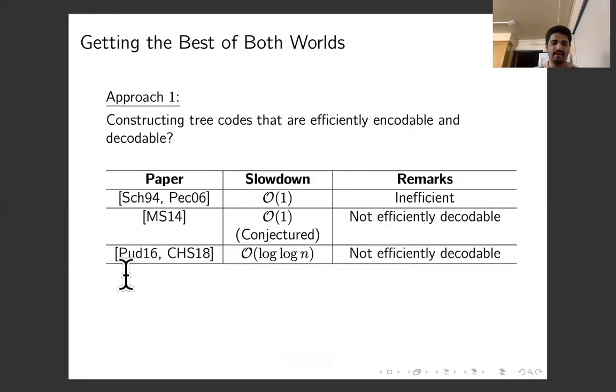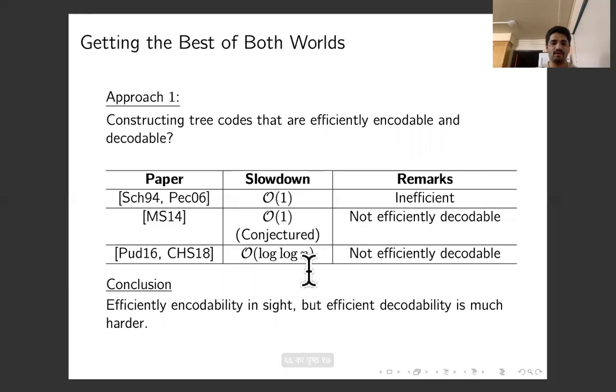Very recently, in these two papers, we have a provable construction of tree codes that is efficiently encodable, still not efficiently decodable, but it has a slightly worse slowdown. The slowdown is doubly logarithmic in n, which is the length of the protocol that we are simulating. And the conclusion I want you to take from this slide is that there has been a lot of progress towards getting tree codes that are efficiently encodable, but the problem of getting tree codes that are efficiently decodable as well seems to be much harder. We do not have even a conjectured candidate construction of a tree code that is efficiently decodable. And this is where this approach is stuck.